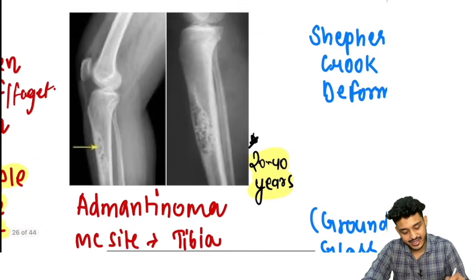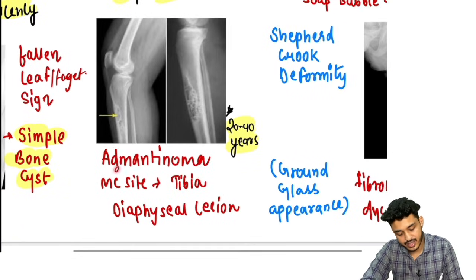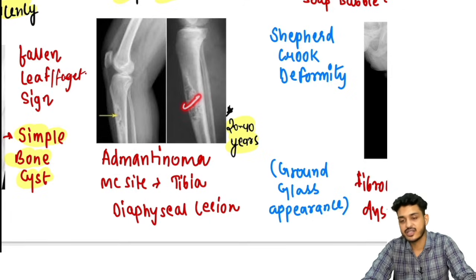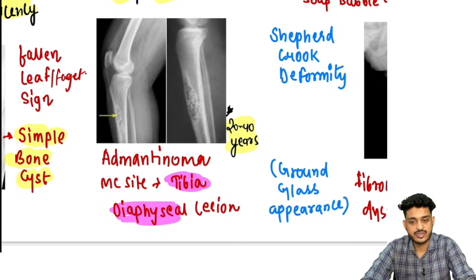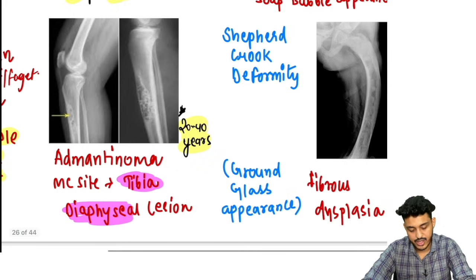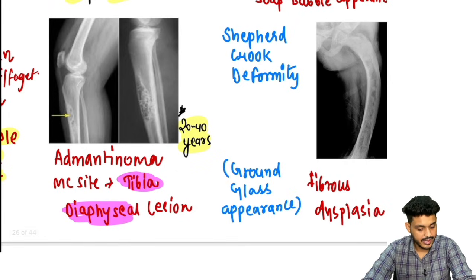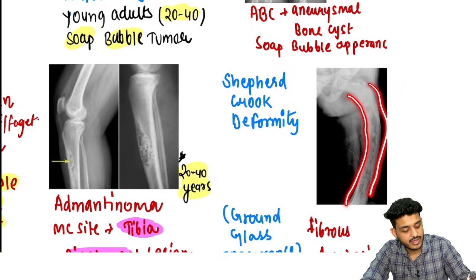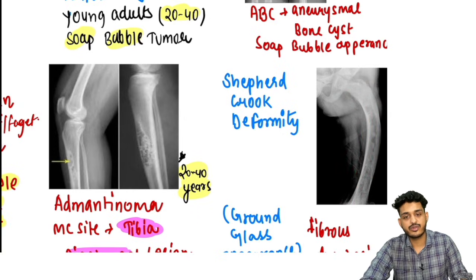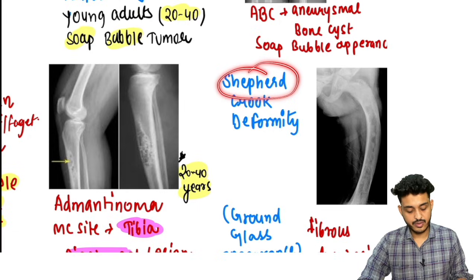Then you will have this adamantinoma. Adamantinoma is generally seen in the tibia, beta. This is going to be a diaphyseal lesion, a diaphyseal lesion seen on the tibia. This is your adamantinoma, seen at 20 to 40 years of age, right? Here you can appreciate this type of deformity. This type of deformity is known as what? This type of bending that you are finding is known as shepherd crook deformity.